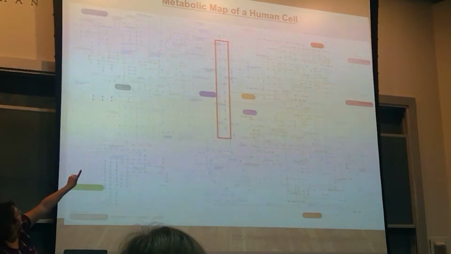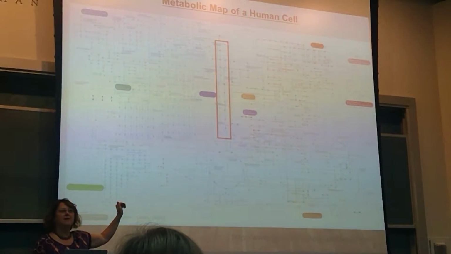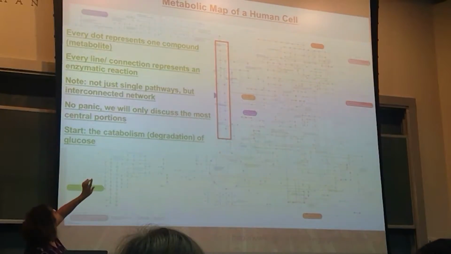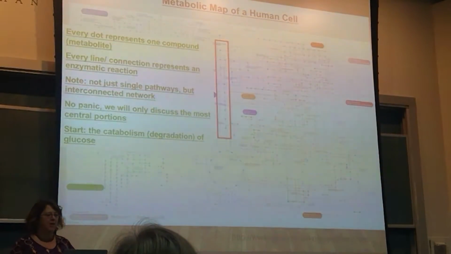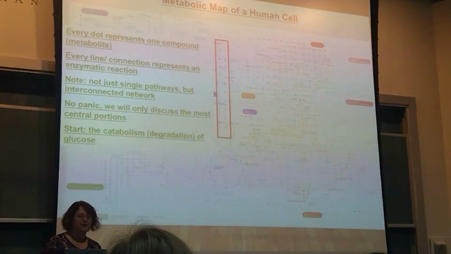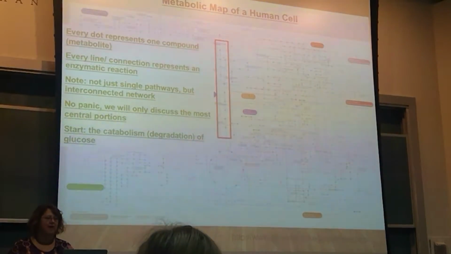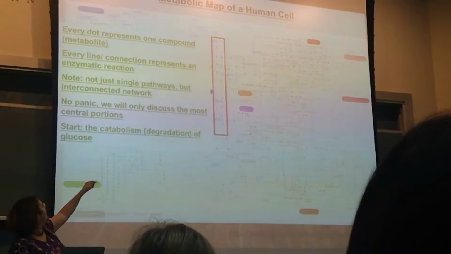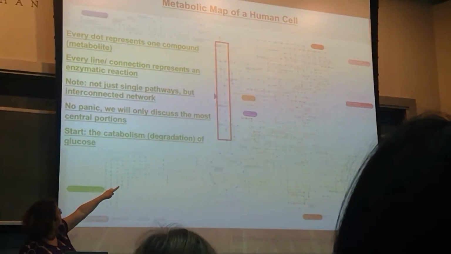So what you're seeing here, what would highlight, so this is all of them. Basically when you look at this, every dot represents a compound, every line is a connection made by an enzymatic reaction, and it's not just single pathways, but how they connect. And so when you hit glycolysis, you'll actually see that turn red.